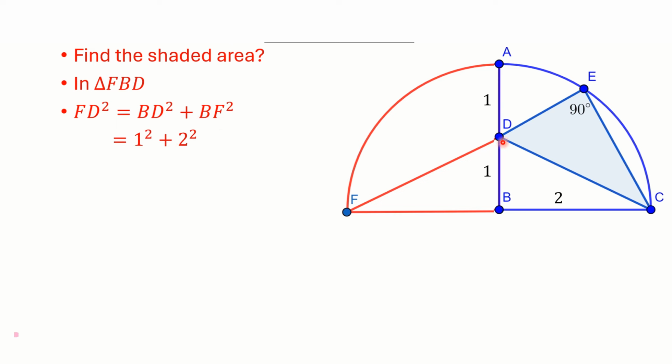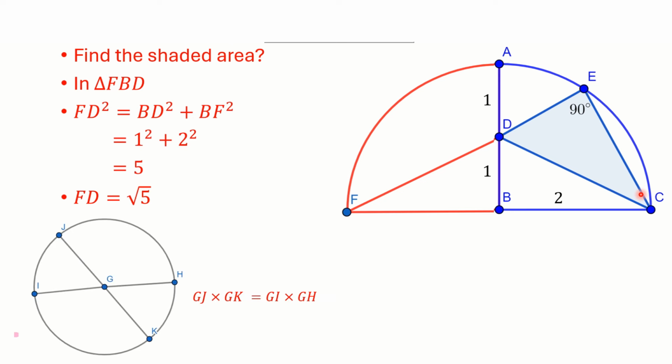BD is equal to 1 unit, this length, and BF is equal to 2 unit, because this is a radius. So this is 1 square plus 2 square, which is equal to 5. So FD is equal to root 5. So now I know this distance FD, but my target is to find this distance as well as this distance. So let us further consider this theorem.